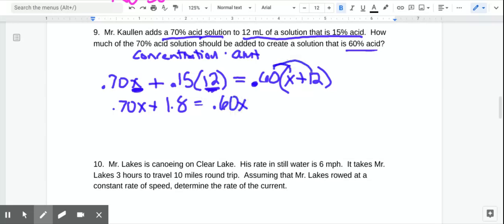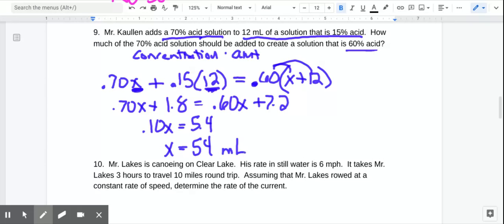I'm going to distribute this. And then I'm going to subtract 0.6x from both sides. And I'm going to subtract 1.8 from both sides. And my last step is to divide by 0.1. So my answer is 54 milliliters.